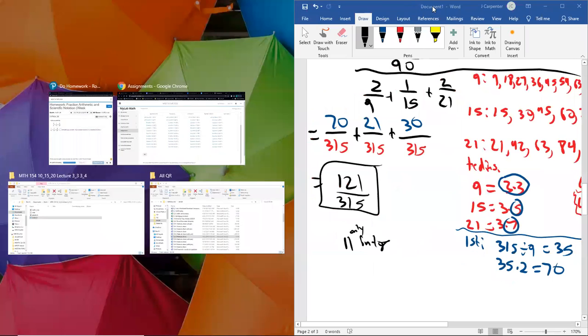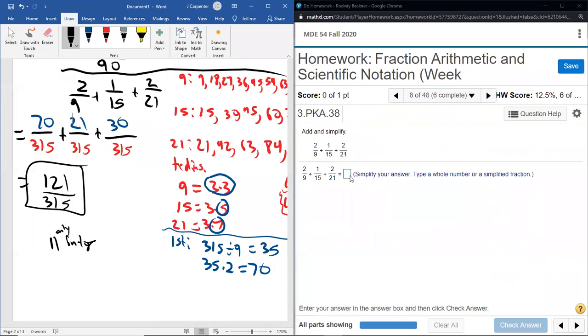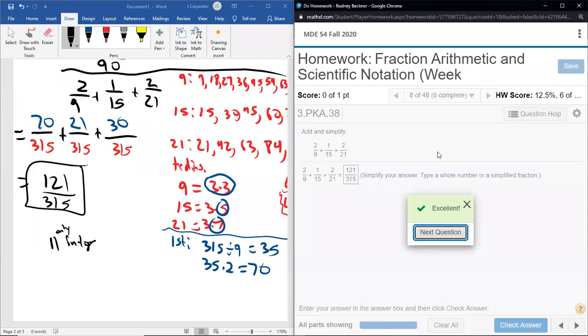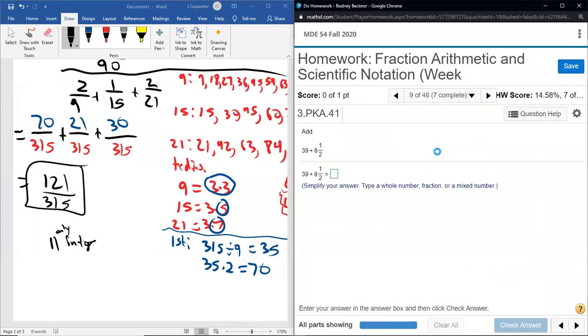Let's cross our fingers. Oh, I put that on the wrong side. There we go. 121 over 315, unless I made a visual boo-boo somewhere. Thankfully, I did not. And we can move on.